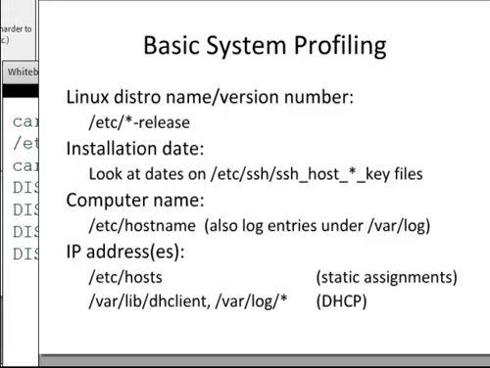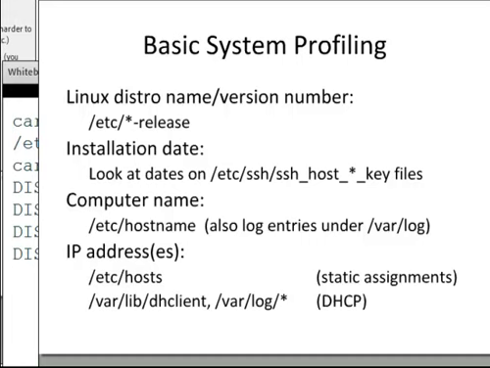So /var/lib/dhclient is a common location. I think on my Ubuntu system it's actually somewhere else. Let me go looking for that. ls /var/lib. Yeah, so on my Ubuntu system it's /var/lib/dhcp3.